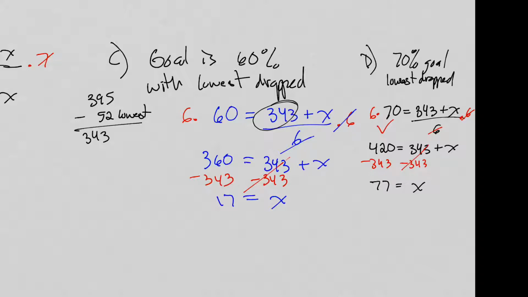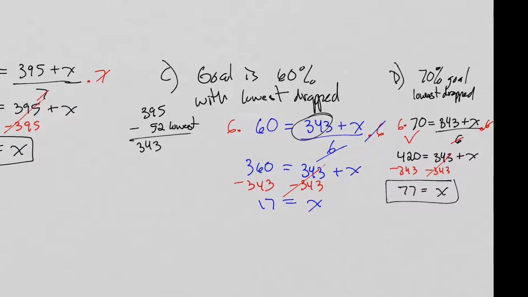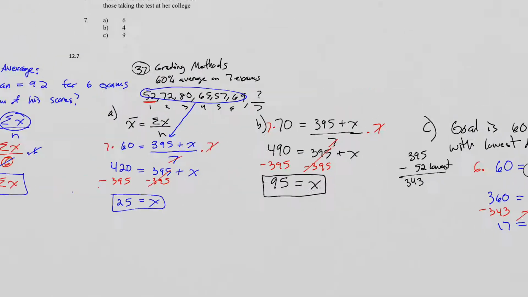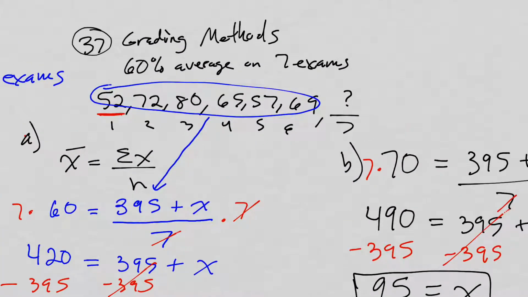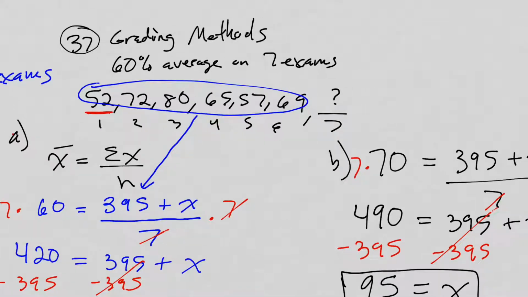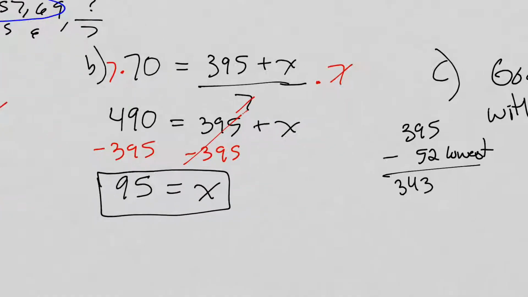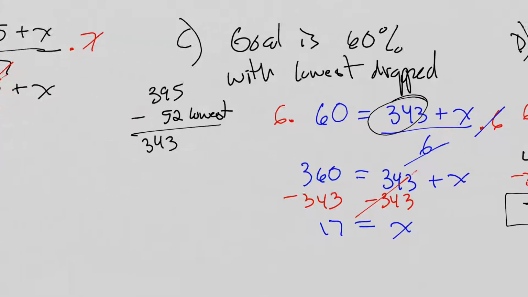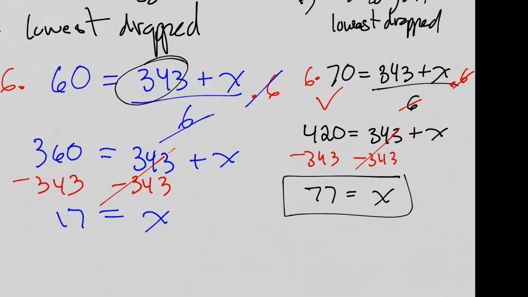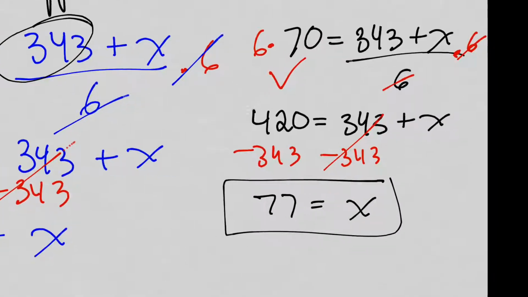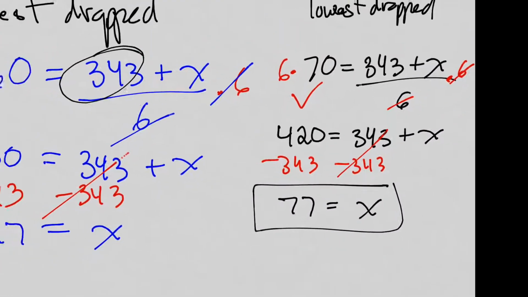So you see, with the lowest grade dropped, she doesn't have to get an A. She can get a 77, which she's pretty much been getting. That's in her normal capacity. Okay. She wants to get a 77 or greater to be able to get a C in the class. Okay.